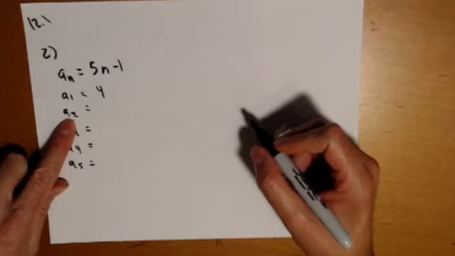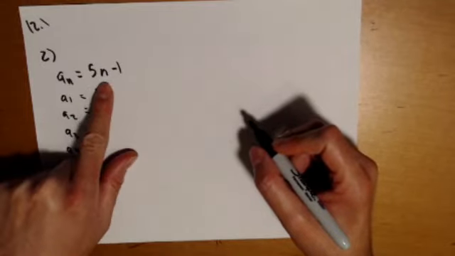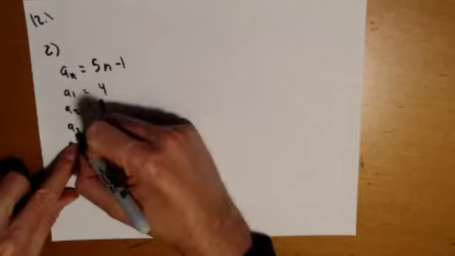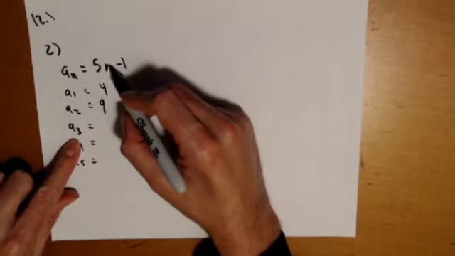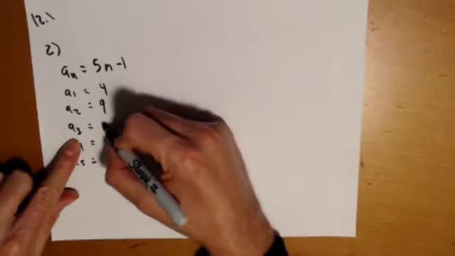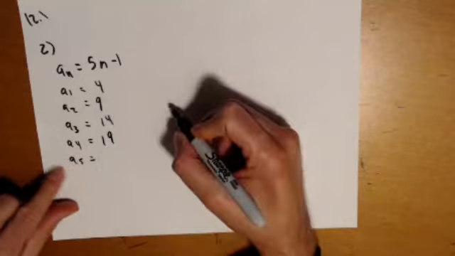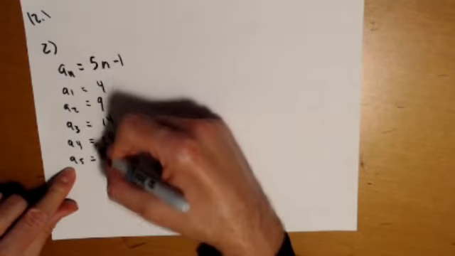Now a2, plug in 2. 5 times 2 is 10 minus 1 is 9. A3, plug in 3 for n. So 5 times 3 is 15, minus 1 is 14. A4, plug in 4 for n. 5 times 4 is 20, minus 1 is 19. A5, 5 times 5 is 25, minus 1 is 24.